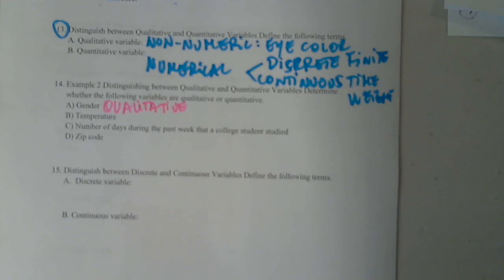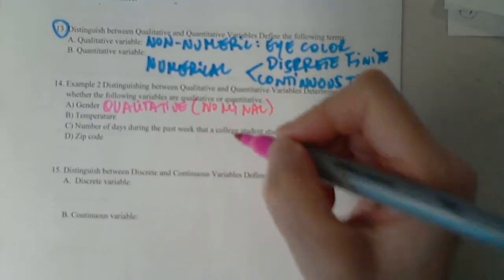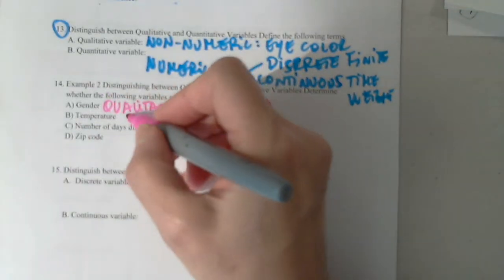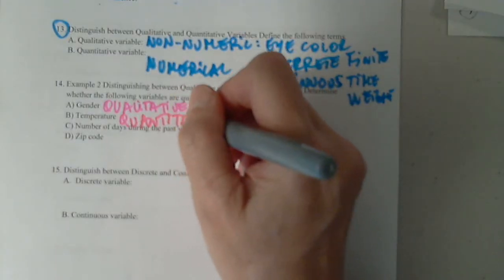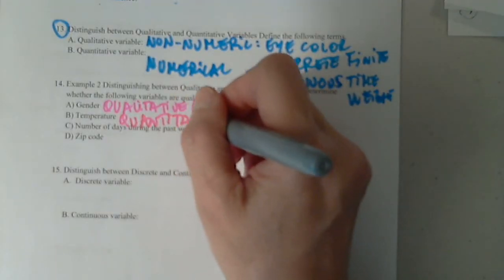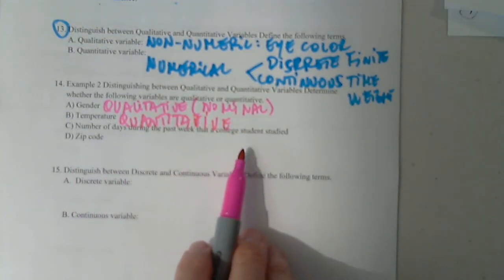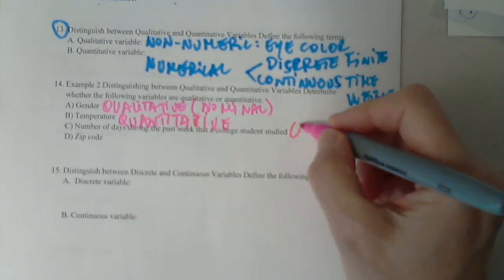Nominal. Qualitative, because we cannot order it, qualitative and nominal, yes. Temperature. Quantitative. Quantitative. Quantitative. Number of days during the past week that a college student studied. Very good.